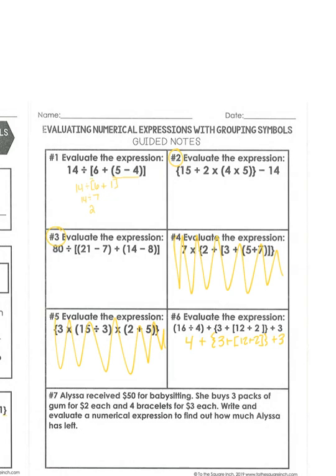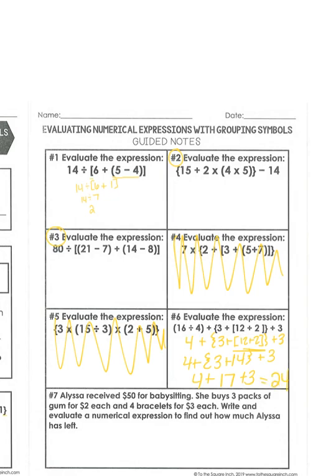Now I'm going to look at my next smallest grouping, which is still those brackets. So I have 4 plus 3 plus 12 plus 2 is 14. And then plus 3. Now I finish with my braces. So I have 4 plus 3 plus 14 is 17 plus 3. Now I can just add all those together. 4 plus 17 is 21 plus 3 would be 24.